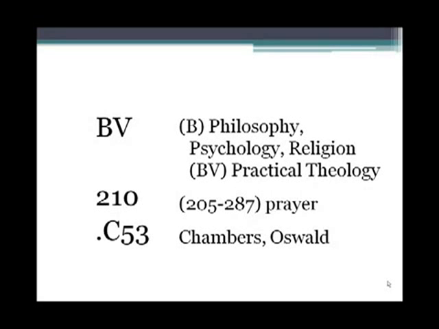And here's what this call number means. In the B section is philosophy, psychology, and religion, and within that is a subset of the BV, which is practical theology. 210 is in the 205 to 287 range, which marks prayer, and C53 is a marker for the author Oswald Chambers. So this call number is for a book on prayer by Oswald Chambers.